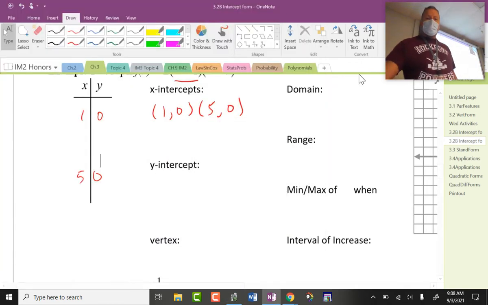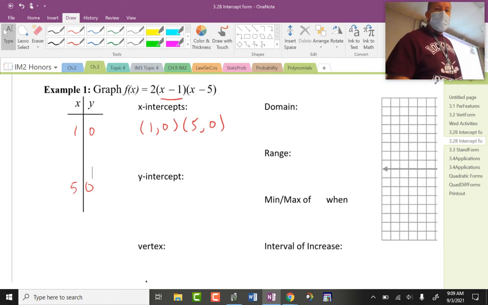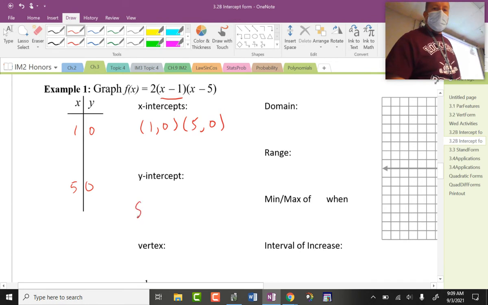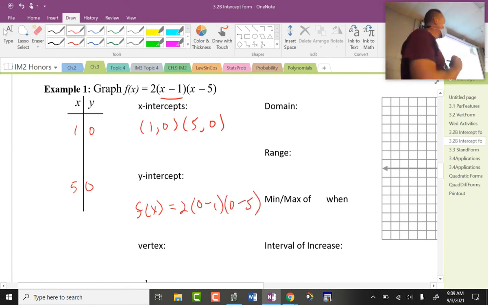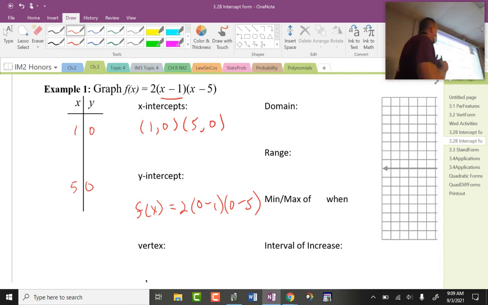Ashley, how do I find a y-intercept? What do I have to do? There you go. So here's the evaluation of a y-intercept. And then what do you get, Ashley? Oh, this is -1 and -5. What's a negative times a negative? And by the way, which way should our parabola go, up or down?